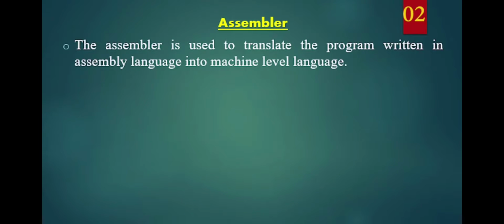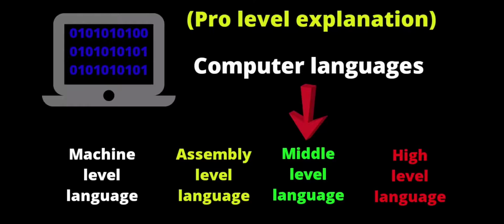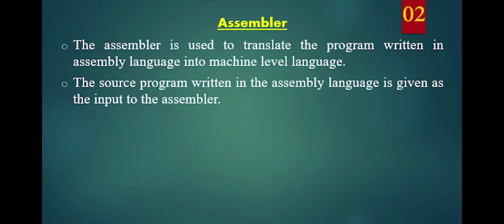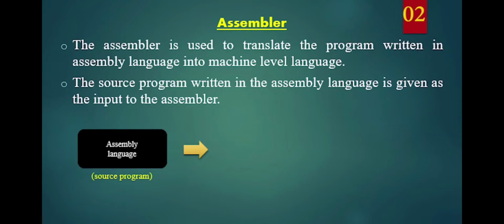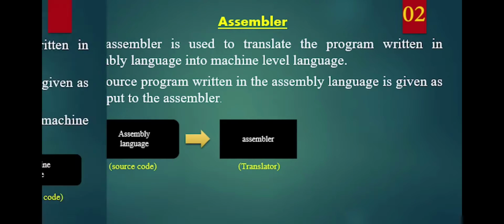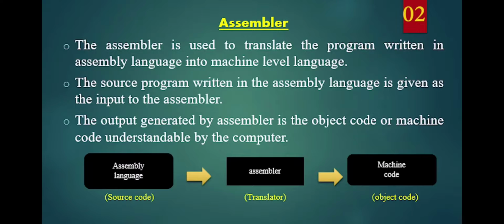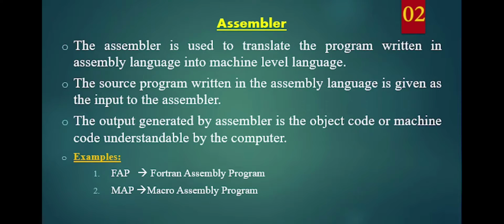The assembler is used to translate the program written in assembly language into machine-level language. If you guys want to know what assembly language, low-level language, and high-level language are, then please watch my previous video. Then you will understand this concept very well. I'll be giving the link in the description. Coming back to the assembler, here the source program written in assembly language is given as the input to the assembler. The output generated by the assembler is the object code or machine code. Examples of assembler translators are FAP, Fortran Assembly Program, and MAP, Macro Assembly Program.